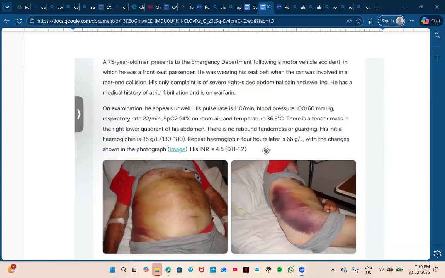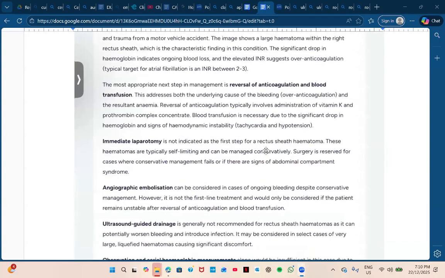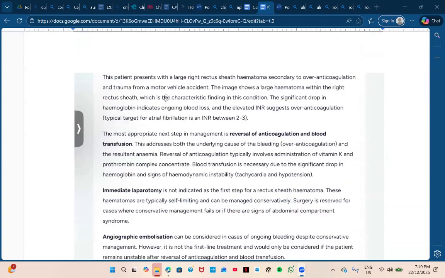So, I just want to explain from this one, okay? The patient presents with a large right rectus sheath hematoma secondary to over-anticoagulation and trauma from a motor vehicle accident. The image shows the large hematoma within the right rectus sheath, which is a characteristic finding in this condition. And the significant drop in the hemoglobin indicates ongoing blood loss, and the elevated INR suggests over-anticoagulation.